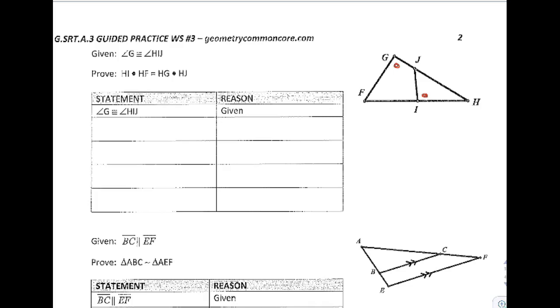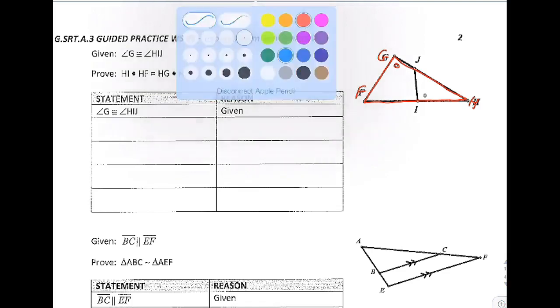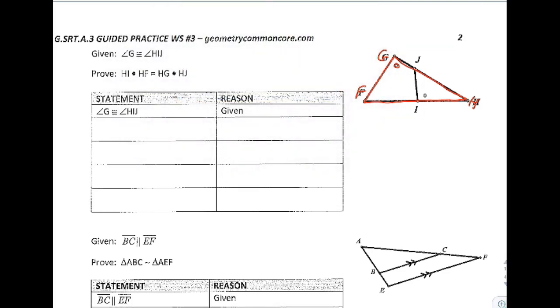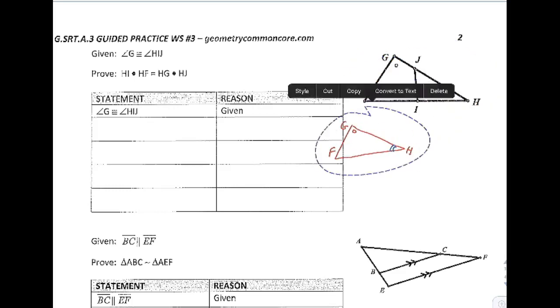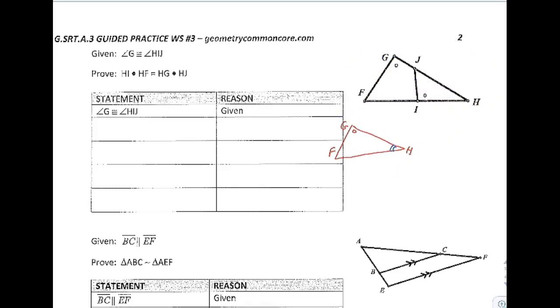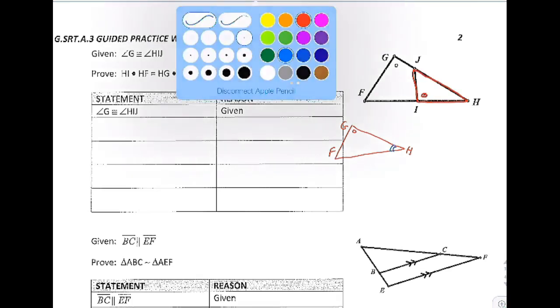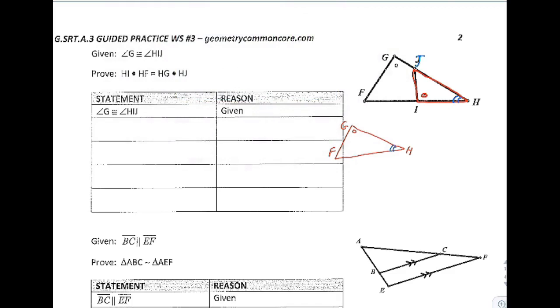And I'm going to redraw them. If you had patty paper, this would be the way to go. G, F, H is the first triangle. And they share angle H. So I'm going to mark that. And then I'm going to trace the little triangle. And it has that shared angle. And again, angle H. I'll label the vertices too.